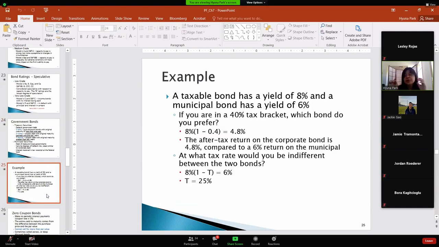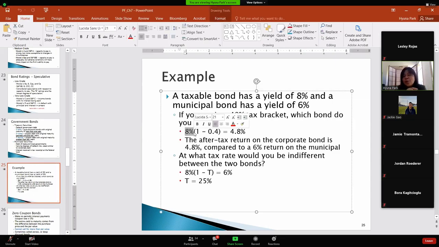So here is an example. Based on this concept, there is an important topic called equivalent taxable yield. This example shows that an 8% corporate bond is equivalent to a 4.8% yield municipal bond for an investor whose tax bracket is 40%. So 8% is the equivalent taxable yield of a municipal bond with a yield of 4.8% for the investor who has a tax bracket of 40%.